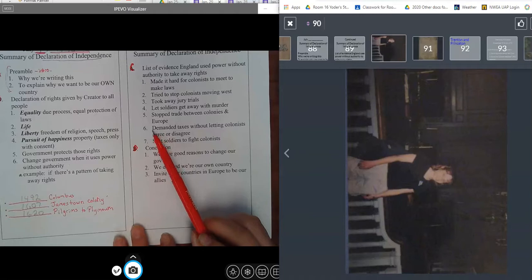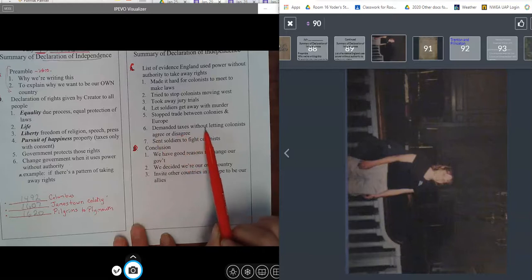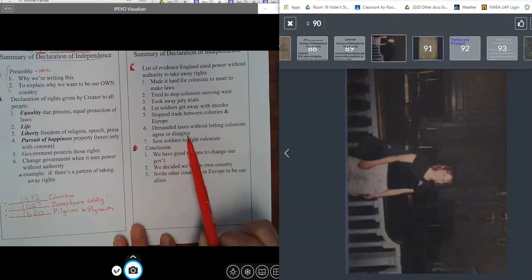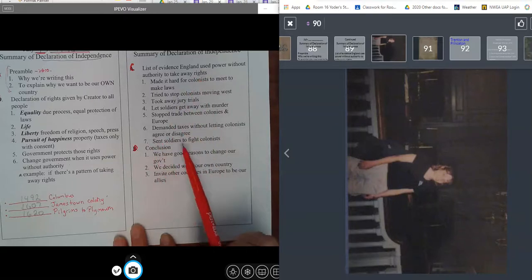And then the colonists said, we have a right to rebel against England because England had demanded taxes without letting the colonists agree or disagree. The idea of no taxation without representation. And finally, the Declaration of Independence makes the point that England sent soldiers to fight the colonists.